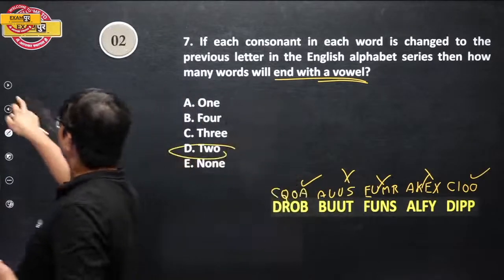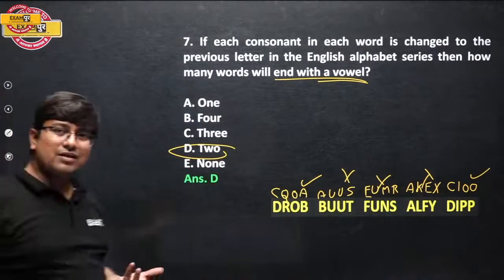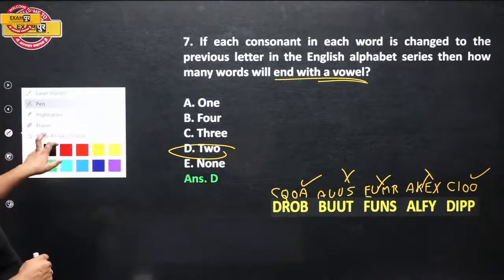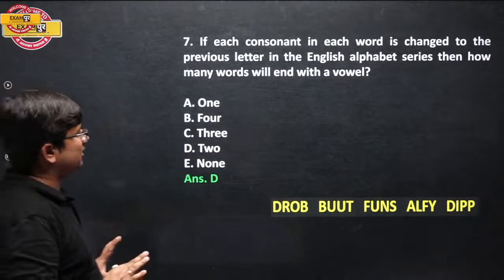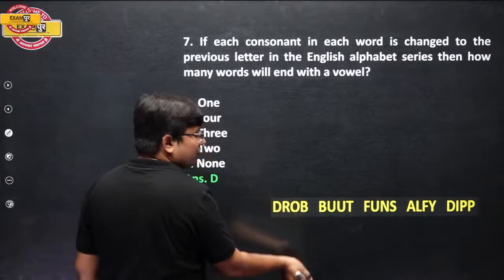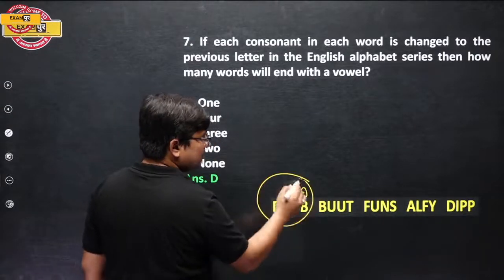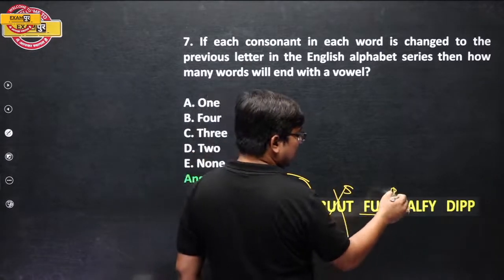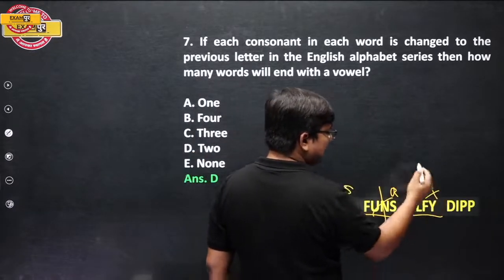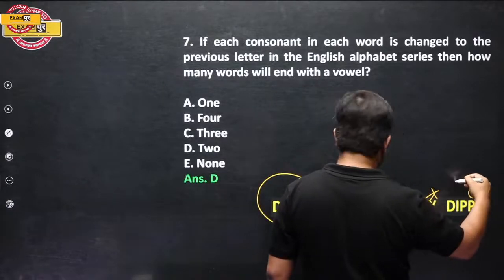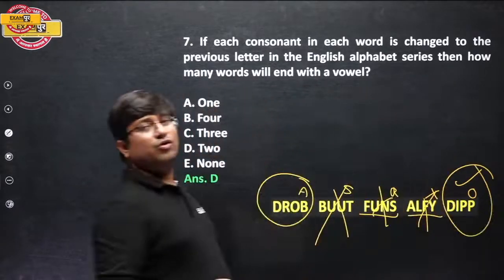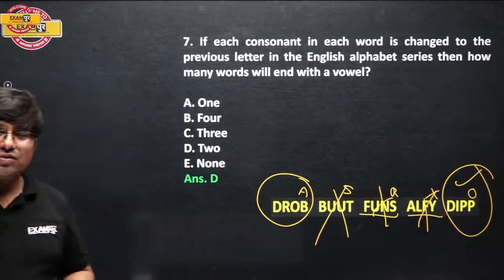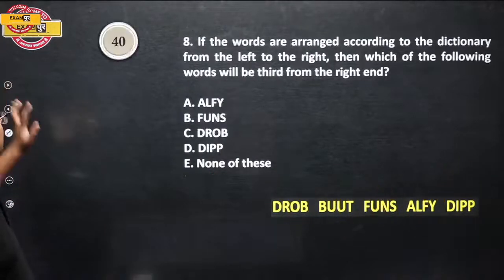2 is the answer. But is this the way things have to be done in the examination? No. My dear students, what you can do over here is directly see. This will be moved one step backward, vowel will be coming, yes. One step backward, vowel will be coming, but no. Here, one step backward, vowel will be coming, no. One step backward, vowel will be coming, no. One step backward, vowel will be coming, yes. And therefore, two answers. So do the things in a smarter manner. Winners don't do different things. They do the same things differently. Next, hurry up.